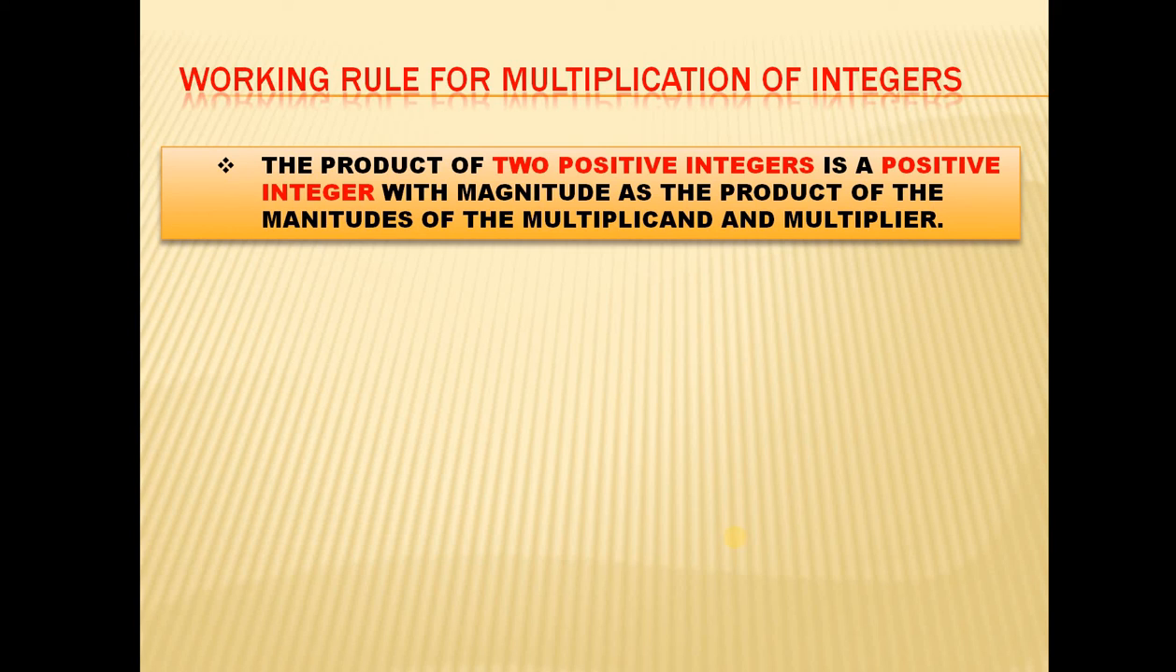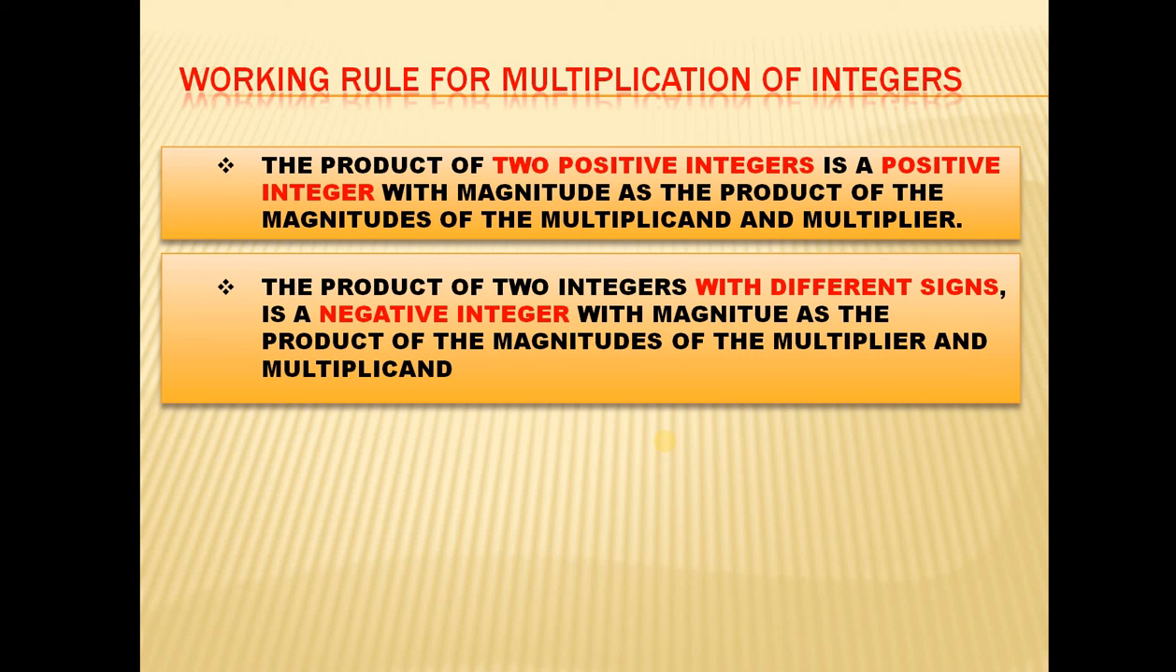As you know, the product of two positive integers is a positive integer with magnitude as the product of the magnitudes of the multiplicand and the multiplier. Here there's a mistake. I'll just rectify it right now. Yeah, now the product of two integers with different signs is a negative integer with magnitude as the product of the magnitudes of the multiplier and the multiplicand. Both the integers have different signs, so in that case the product will have a negative sign assigned to the product of the magnitudes of the multiplier and the multiplicand.